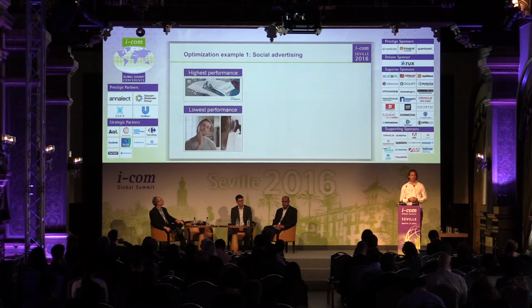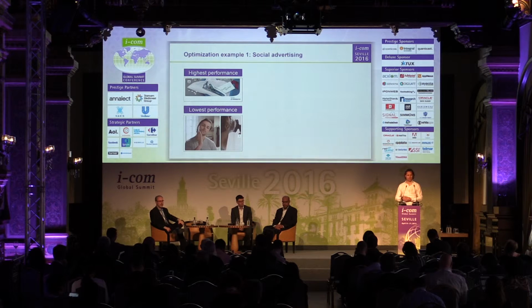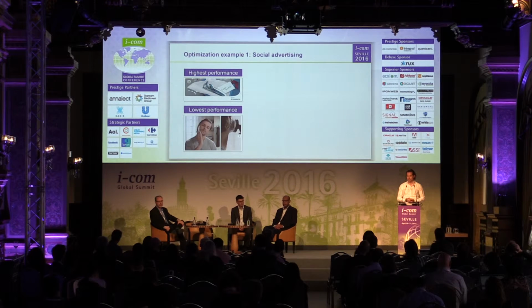So I'll give you two simple examples on how we are doing these optimizations and what kind of analysis that we're doing. So the first example is about social advertising. So we compared the creatives which we have been using in our social ads, and we noticed that the graph on the top was actually showing the highest cost effectiveness performance. It's a picture where you can see the product really well.